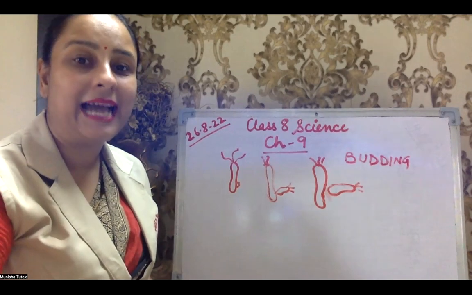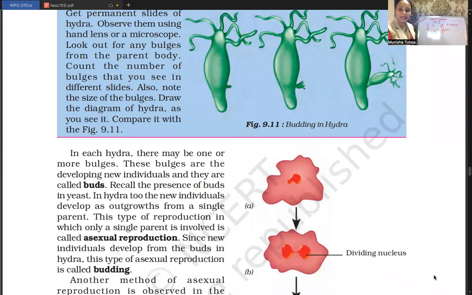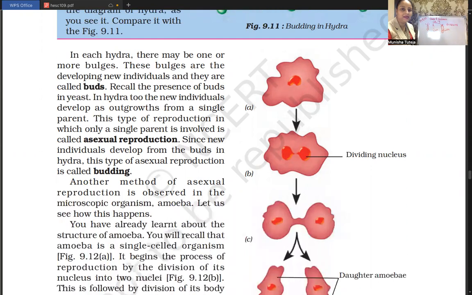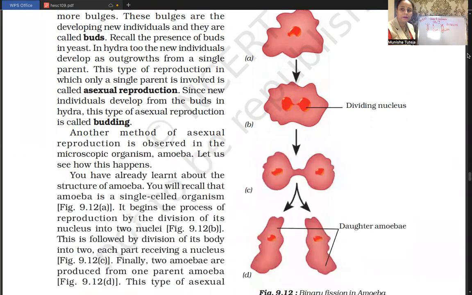Now let's come to the next mode of asexual reproduction. What is that? That is binary fission. I think you have all studied about binary numbers in your computers. What is binary? 0 and 1, remember? So binary is actually a term used to represent two things, right? Binary means two. So binary, and what is fission? Fission means breaking down.